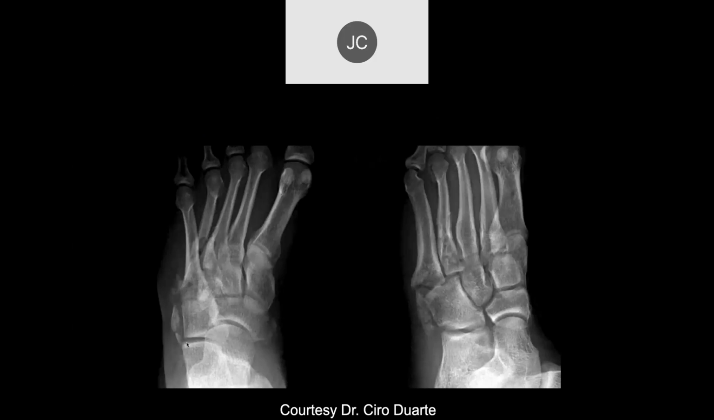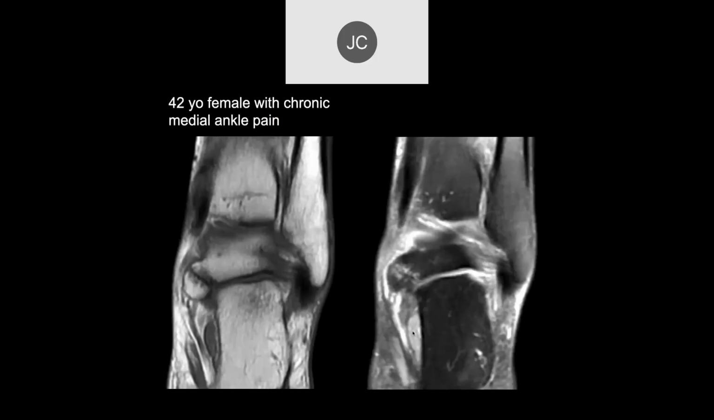And here we have a bunch of other ossicles. This is an os vesalianum over here. And here you can see that it's actually going to the base of the fifth, and you can see some trauma to the bones here, which is why the patient was imaged, rather than following the course of the peroneus longus tendon. Okay.